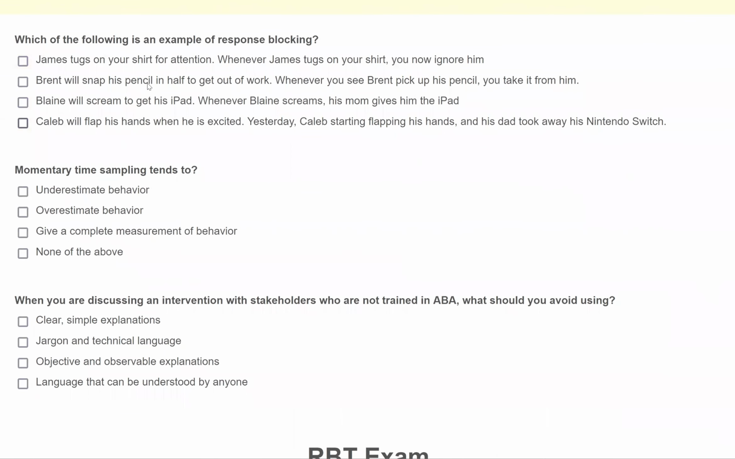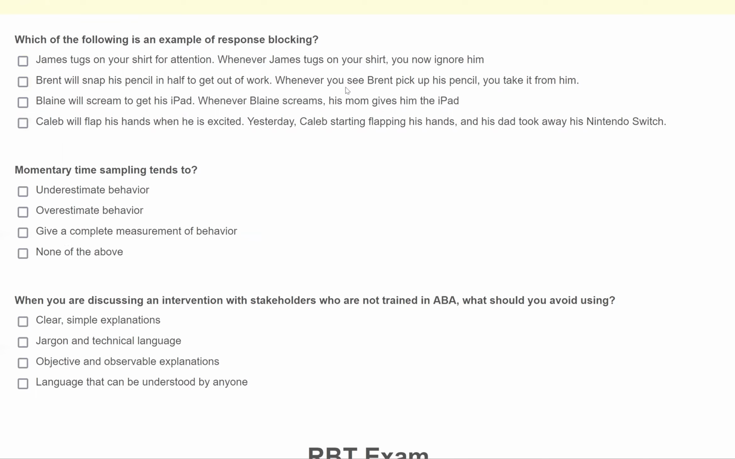Which of the following is an example of response blocking? All right, response blocking gets confused with extinction quite a bit. But response blocking is not extinction. Response blocking is preventing a person from engaging in a behavior. You're preventing somebody. For example, someone goes to open a door and you block the door. You're blocking them from opening the door. You're not putting their behavior on extinction. You're blocking them from opening the door. There's a big difference. Okay. So we're looking for an example of response blocking, preventing somebody from doing something.